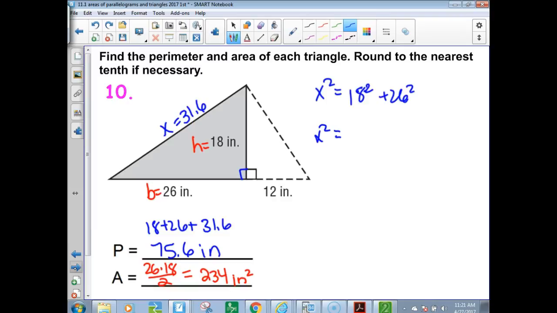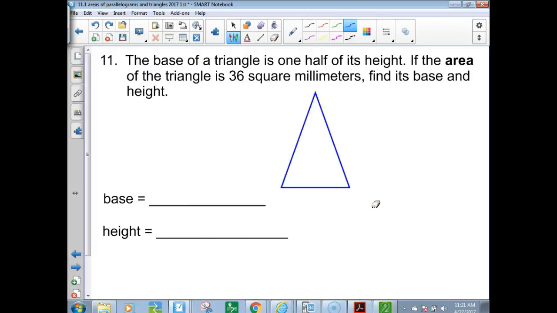Next one's a little bit more challenging. It says the base of a triangle is 1/2 of its height. I'd rather not have a half in my problem, wouldn't you? Because, I don't know, y'all don't seem to love fractions a whole lot. So let's just discuss which is smaller. If the base of a triangle is half the height, then the base is smaller.